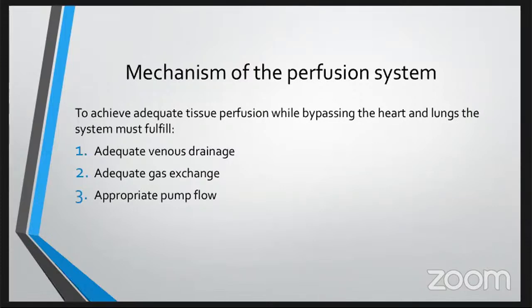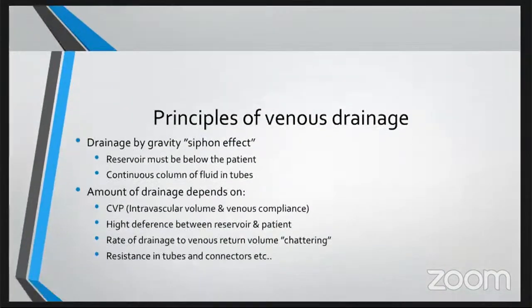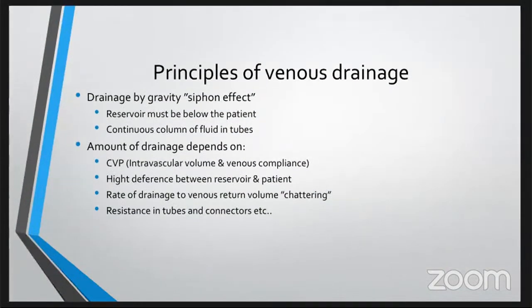And for appropriate pump flow, in terms of generating adequate MAP, it depends on the venous return and proper calibration of the pump, unobstructed systemic flow, and appropriate systemic vascular resistance. And to achieve this, let's discuss each relevant component of the bypass system. So what are the principles of venous drainage?